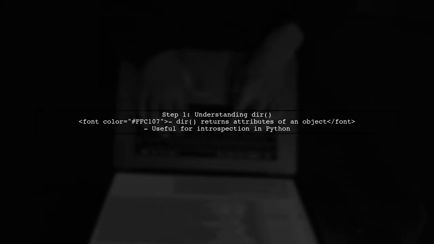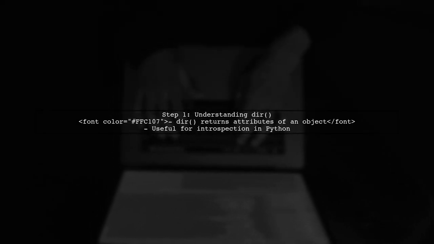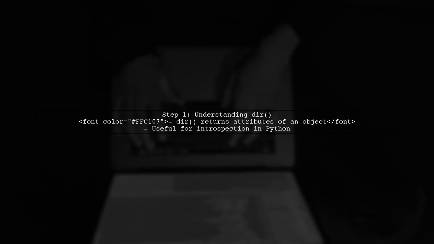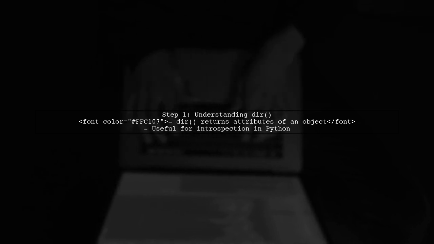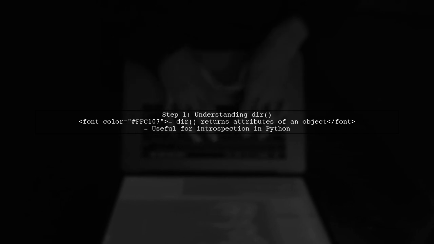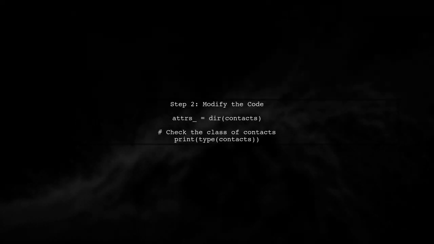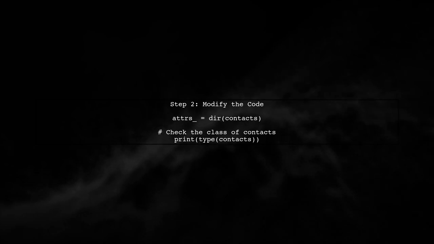To find all attributes inherited by a class in Python, we can use the built-in function dir. This function returns a list of valid attributes for an object. In your code, you are using dir on the contacts object. However, to see inherited attributes, you should also check the class of the object. Let's modify your code to include this.